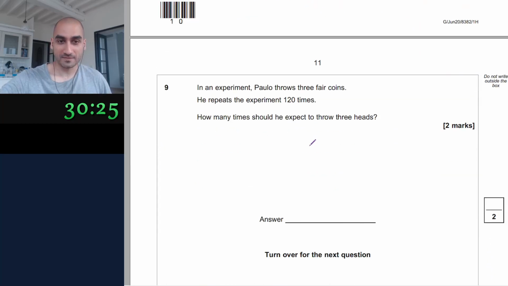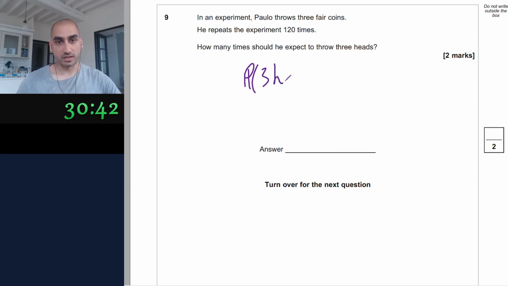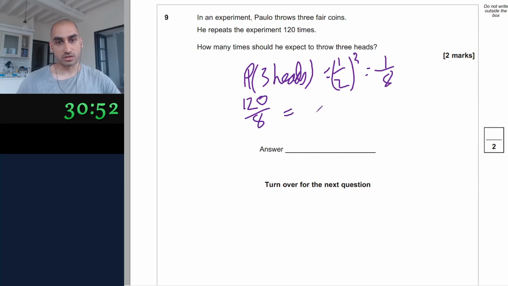All right. In an experiment, Paolo throws 3 fair coins. He repeats the experiment 120 times. How many times should he expect to throw 3 heads? So, probability of 3 heads equals half cubed equals 1 in 8. So we want 120 over 8, which is 15.